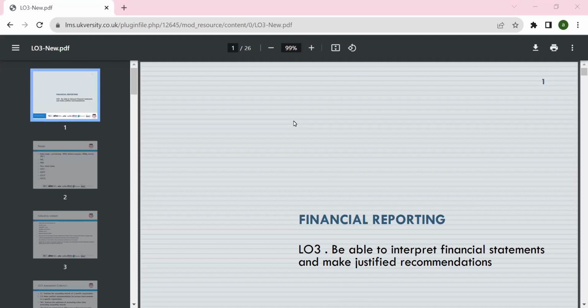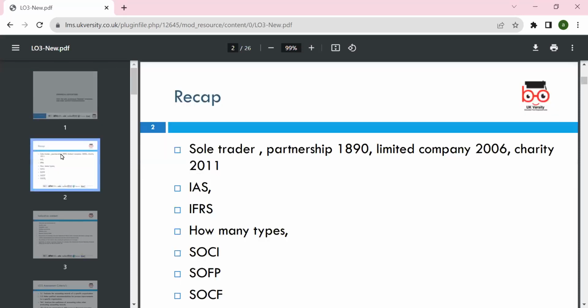During lesson 1, we discussed different standards. We went through IAS 1, International Accounting Standard 1, and how we can prepare and present financial statements. We discussed different types of ownership: sole trader, partnership, limited companies, and charities. We also discussed the international financial reporting standards, the conceptual framework, and the qualitative characteristics of financial statements.